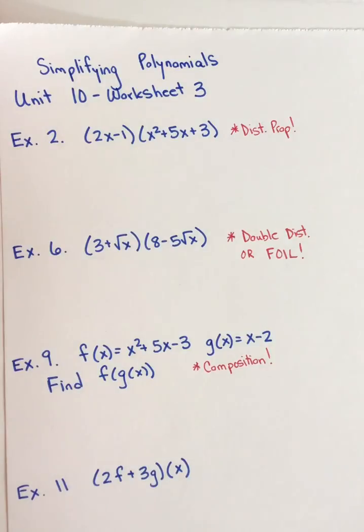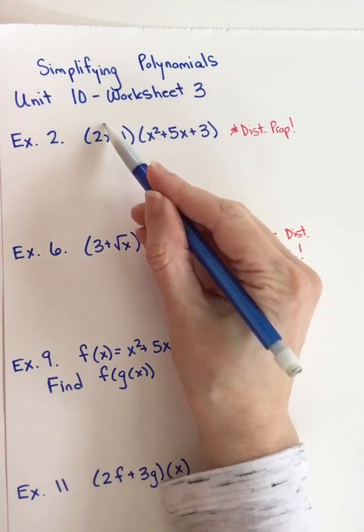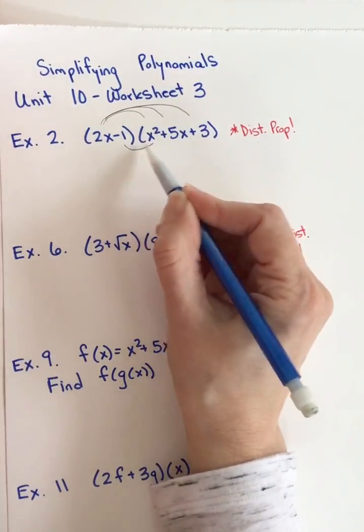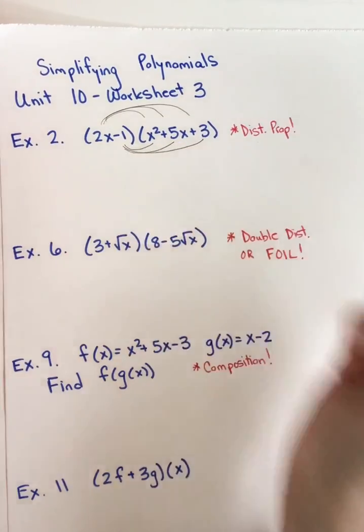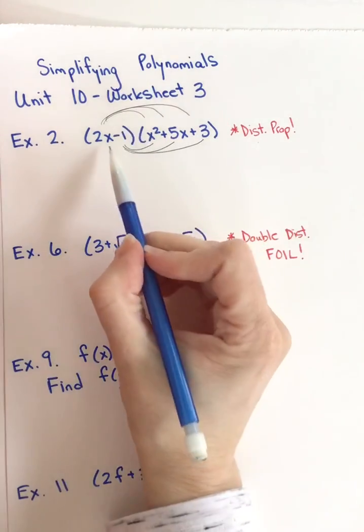Okay, so if I take a look at example 2, I see a quantity times another quantity. I'm thinking distributive property. So everybody gets multiplied by the 2x. Everybody's going to get multiplied by the -1. You've definitely seen this before in Algebra 1. We haven't done a ton of fancy stuff lately, but it is familiar to you.